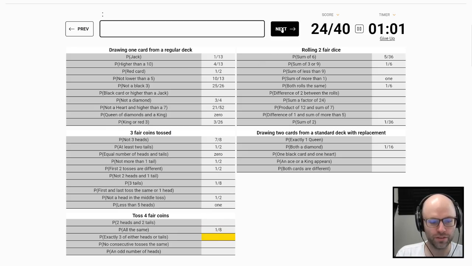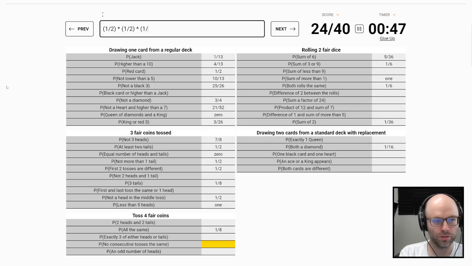No consecutive toss is the same. Okay, first toss doesn't matter. Second toss, there's a 50% chance it's the same. Next toss, 50% chance it's the same. Next toss, 50% chance it's the same. That's a 1 in 8.